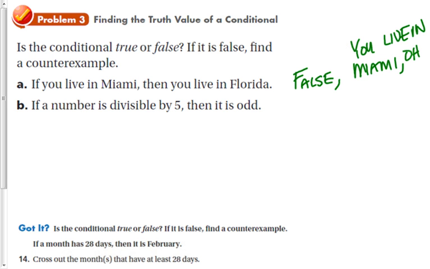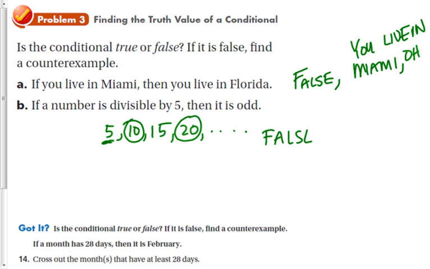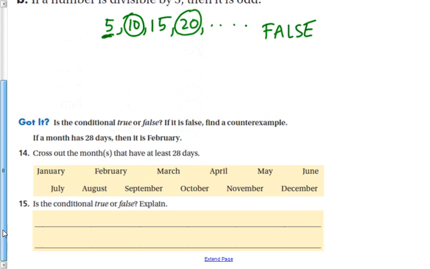And the second statement, if a number is divisible by 5, then it is odd. So let's just look at numbers divisible by 5. That's these numbers. And if I divide, so all these are divisible by 5, but we know that 10 and 20 and 30 are even, so that would be a counterexample to this, so we're going to say false. 10 is divisible by 5, and it is even. All right, go ahead, you try that.